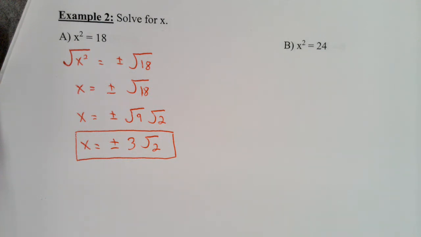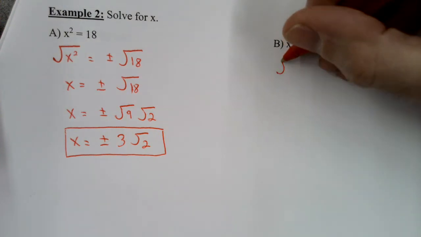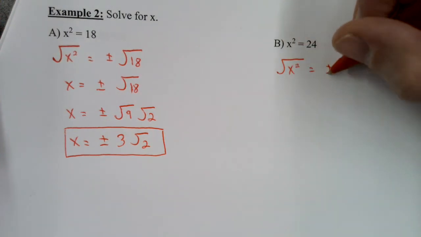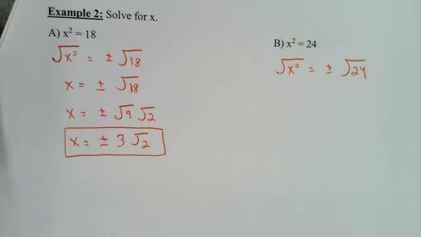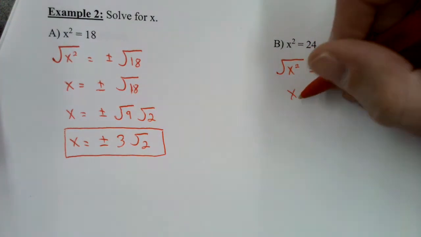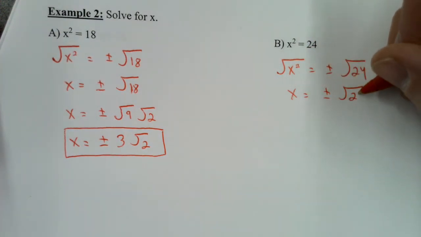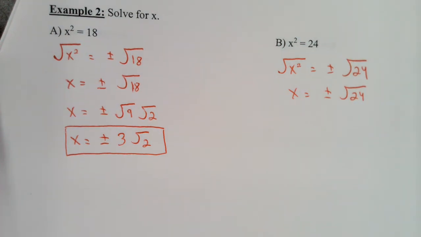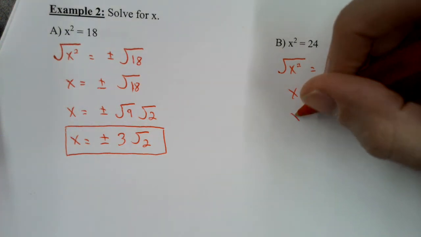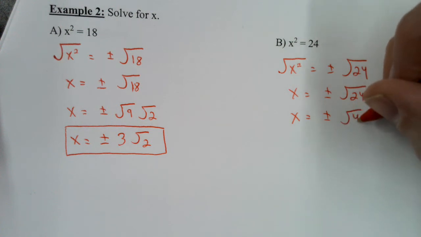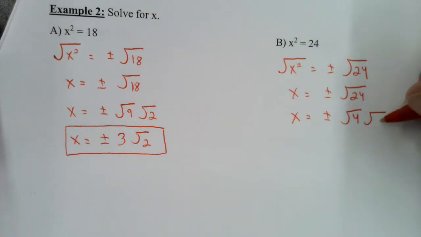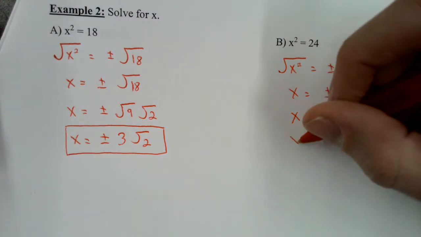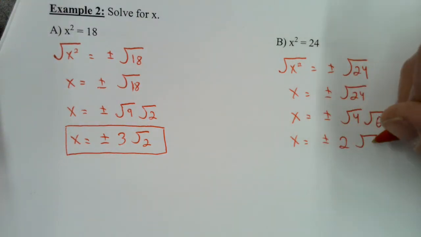Okay, similar thing for example 2b. Take the square root of each side. Positive and negative on the right. That gives me x equals positive and negative square root of 24. And then simplify the square root of 24 from the list of perfect square numbers on the front. Pause the video if you need help, or if you need to do it on your own first. But you're going to get 4. 4 is the biggest perfect square factor of 24. So 4 times 6. And the square root of 4 is 2. So x equals positive and negative 2 square root of 6.